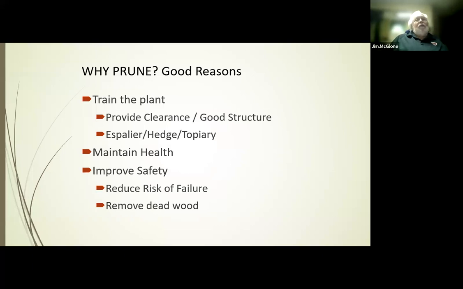We also will prune to improve safety. Part of this gets back to training the plant and getting good structure, so we're reducing the risk of failure, or removing the dead wood. As I said, pruning out dead wood is a good idea, not only from a safety standard, but it also makes it easier for the tree to deal with the loss of that branch by not having to pinch off that dead branch.